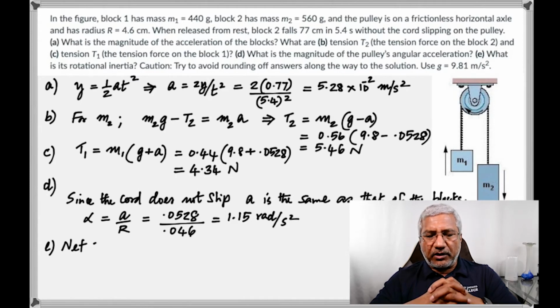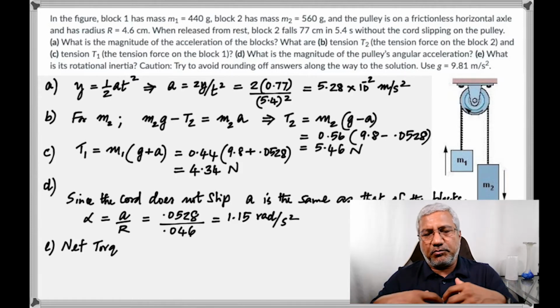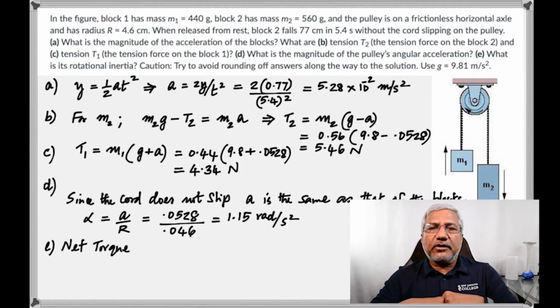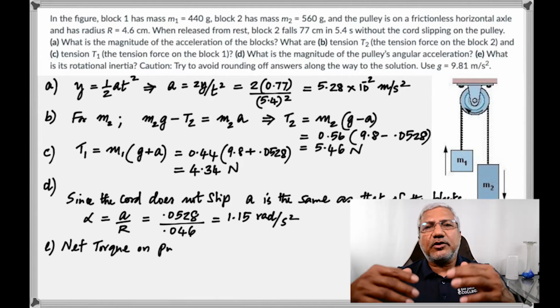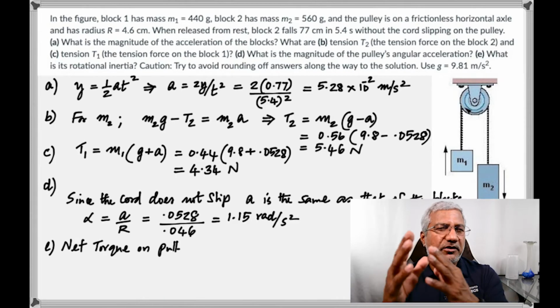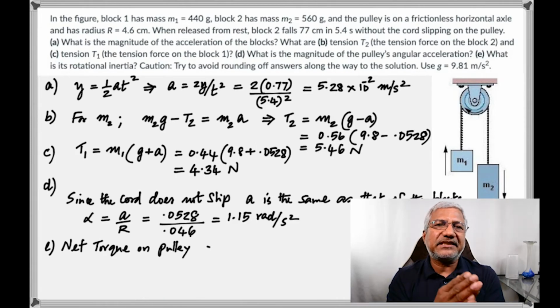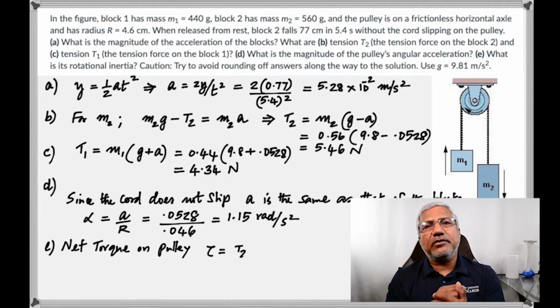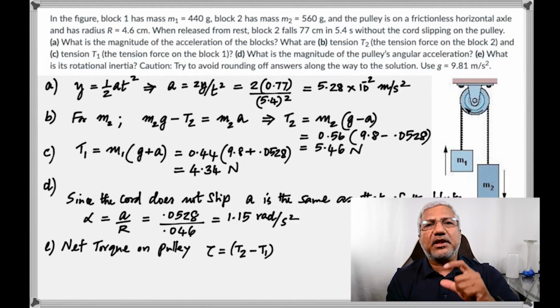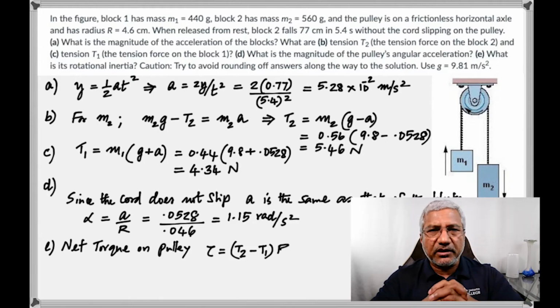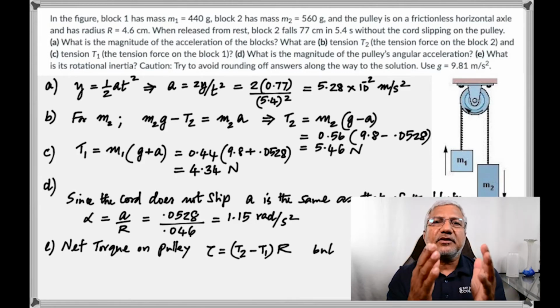Now the E part, we have to calculate the rotational inertia of this pulley. And for that we use the formula torque is equal to I alpha, which corresponds to force is equal to mass times acceleration. Remember, I told you wherever you have mass in linear motion, you're going to replace it with rotational inertia in rotational motion. So that's why we use this formula.